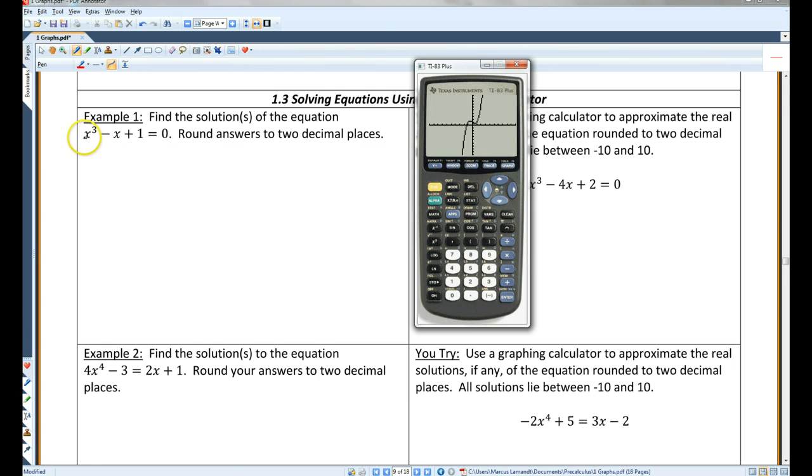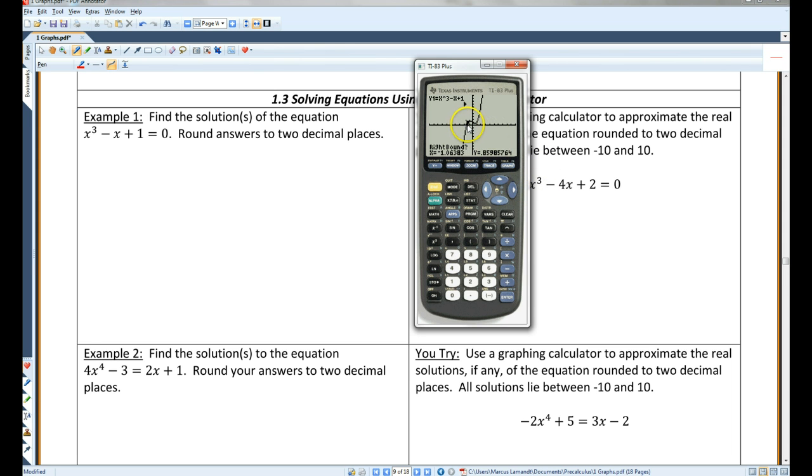Now, if you notice, you're looking for where this equation equals 0. So you're looking for where it hits the x-axis. So I'm going to go to calculate, which is second, and it's right above trace. And you're going to look for 0. When it says left bound, you're going to move the cursor just to the left of the point you're looking for and then hit enter. The right bound, go just to the right.